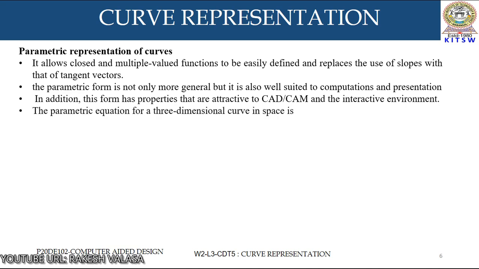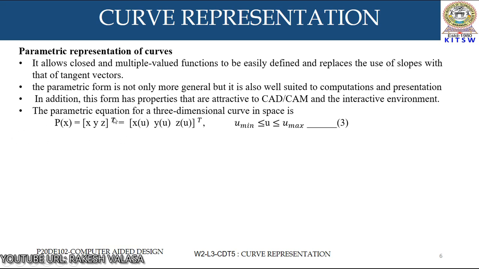Let us see the parametric equation, how to represent the parametric representation of a curve. In parametric form, each point on a curve is expressed as a function of a parameter u. The parameter acts as a local coordinate for points on the curve.